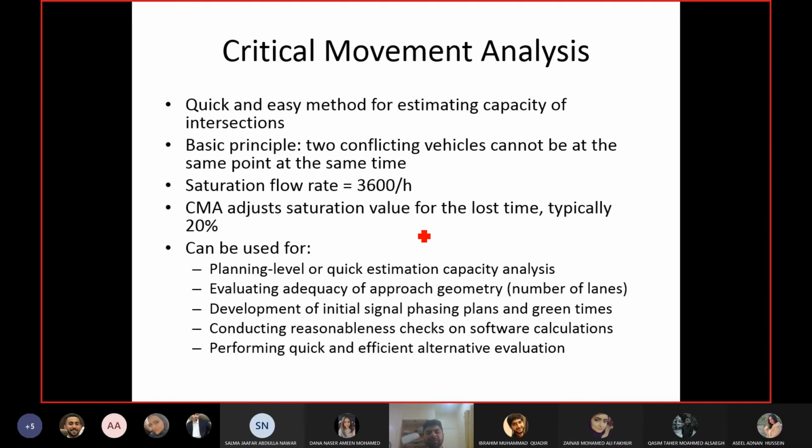Now, what is H here? Can somebody tell me what is H here? Headway. Yes, headway. And we use a minimum headway here, so basically we call it saturation headway.